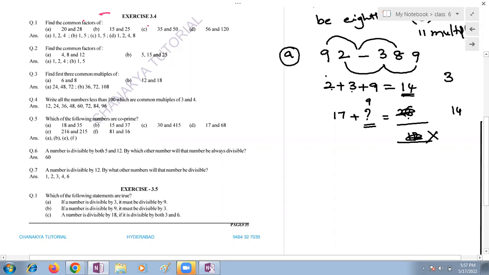Now go with 8. 17 plus 8 is 25. 25 minus 14, the difference of these is equal to 11. Very good. Now which number can I place here? My unknown number was 8.